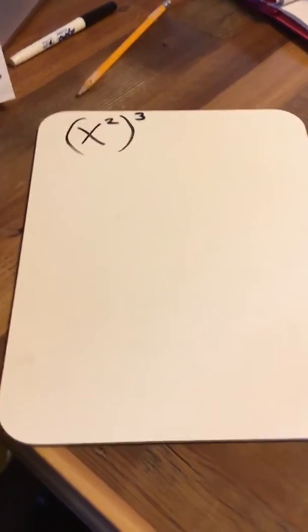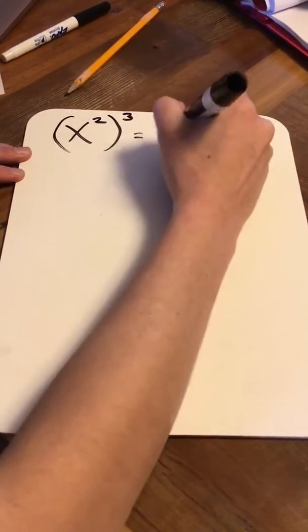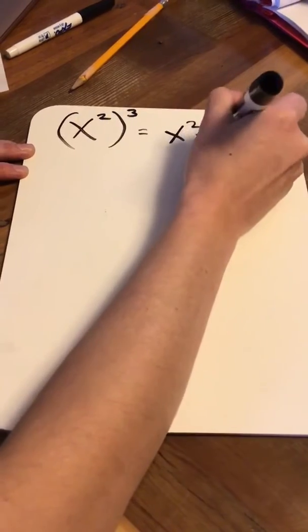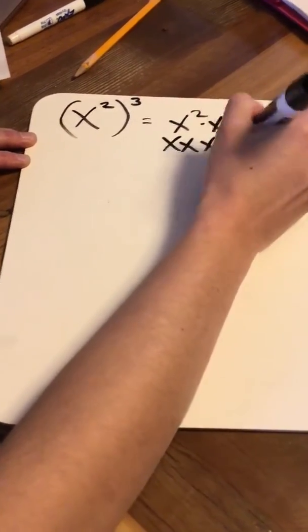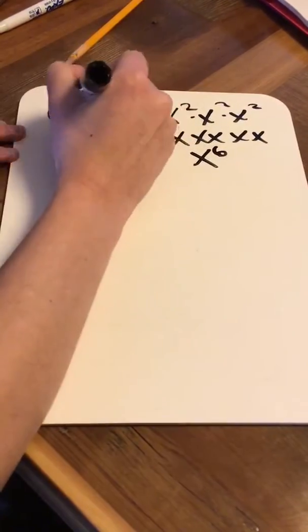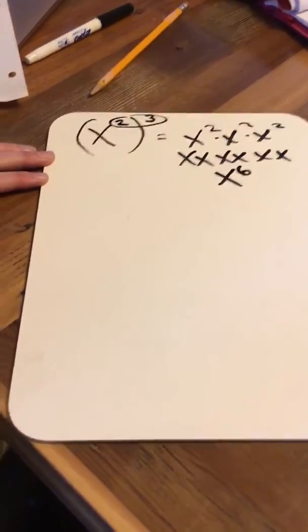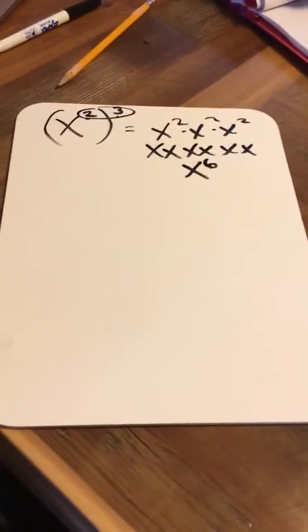Okay, so our last property that we're looking at is the power property of logarithms. So again, I always like to go back to normal exponents. So remember, this means x squared times x squared times x squared, and these each are 2 x's. So the answer is x to the 6. What's the shortcut? We multiply our exponents. So when I'm raising a power to a power, I multiply, okay?